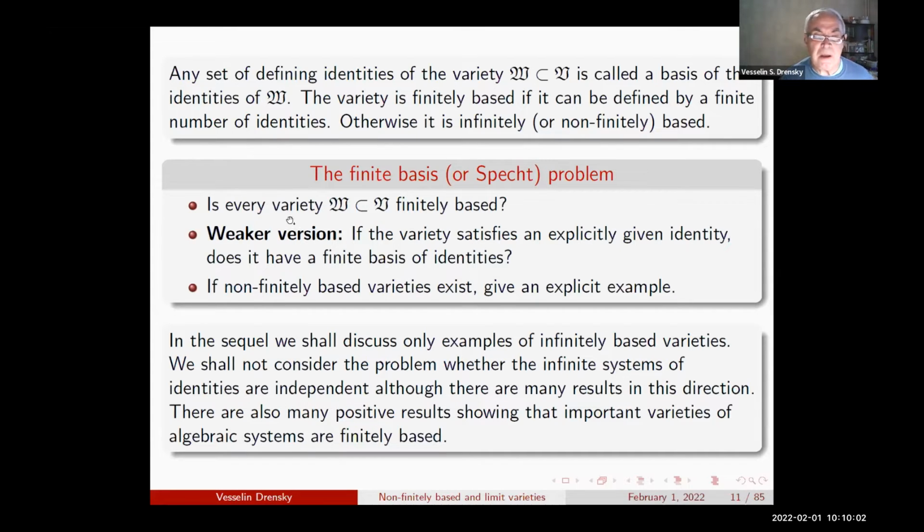Of course, you have a weaker version of this. If the variety satisfies some explicitly given identity, can you be sure that this is defined by a finite number of identities? And of course, if not finitely based varieties exist, to give an explicit example. So in the sequel, we shall discuss only examples of infinitely based varieties. There are also a lot of positive results, but we skip them. We speak only about infinite systems.